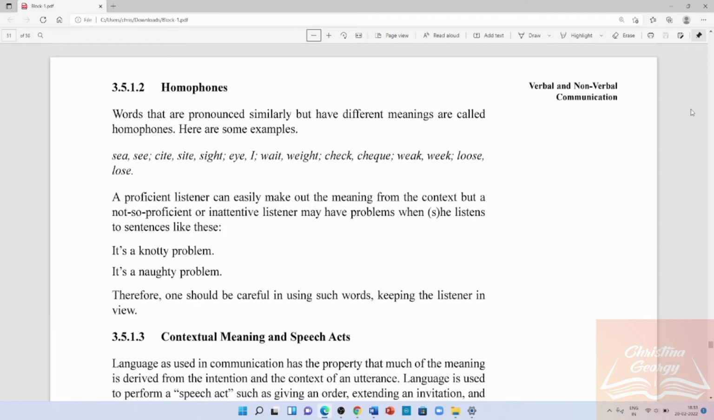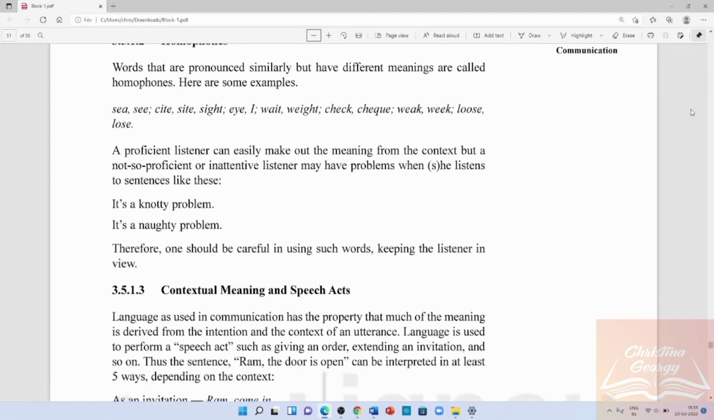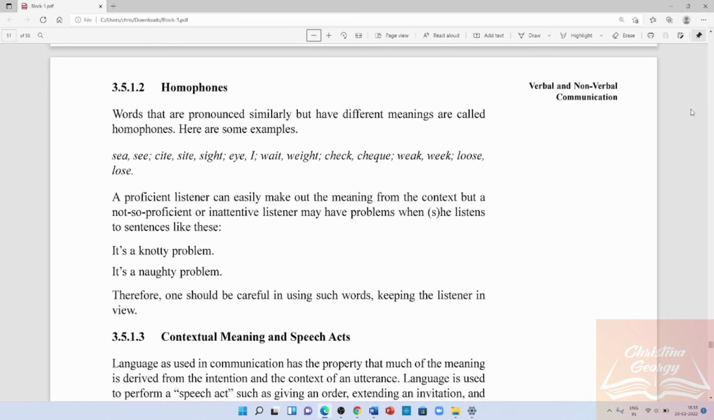So now let's move on to the next one, that is homophones. Homophones are words that are pronounced similarly but have different meanings. That is, same pronunciation and different meaning. Notable examples include EYE, I, referring to the sense organ, and the pronoun I, referring to a person.